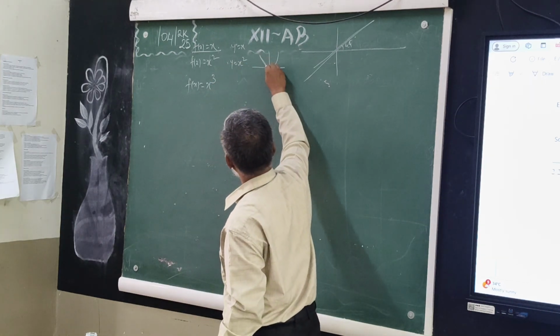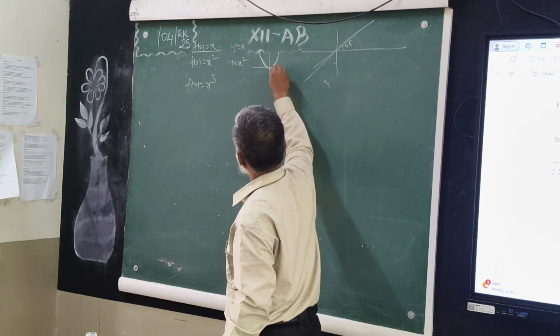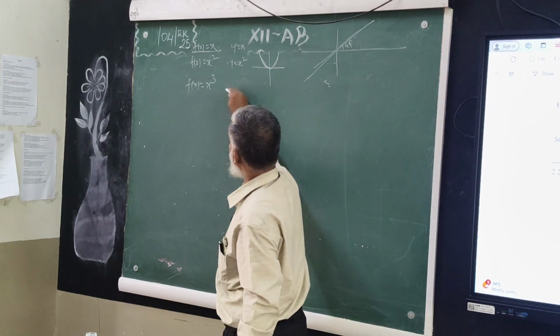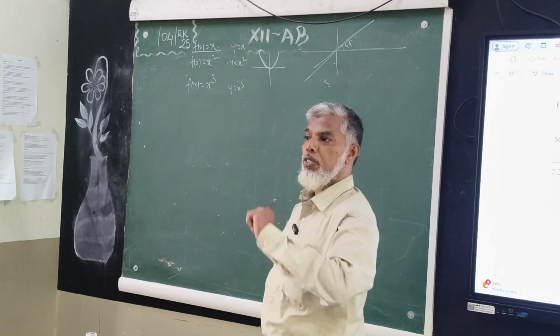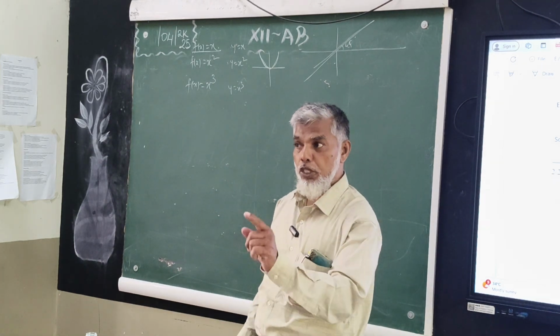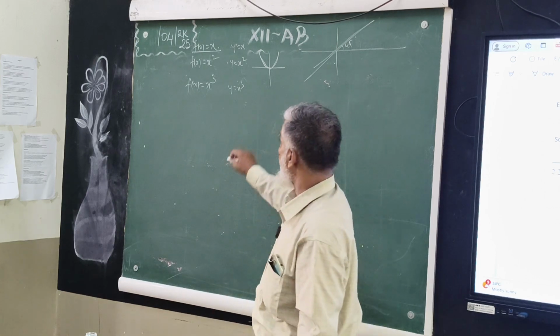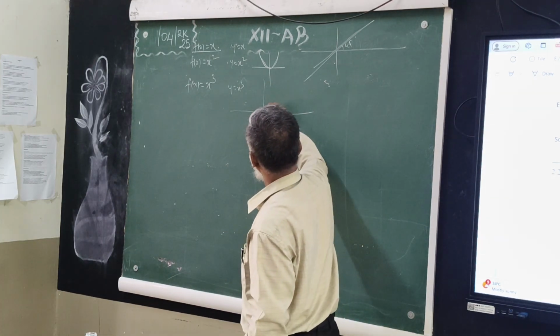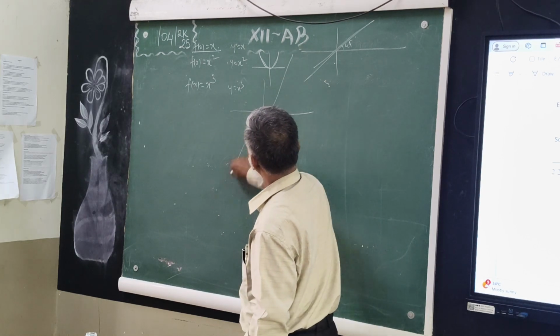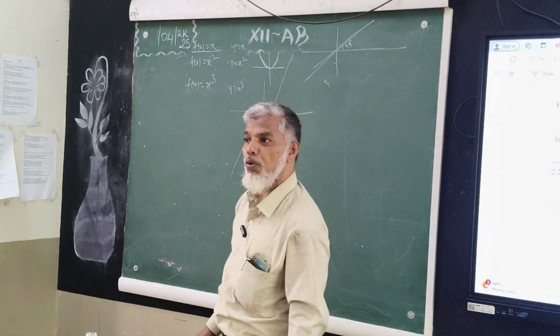Crosses x axis 2 times. Likewise, like 1 and 2. And y equal to x cube. This is a very famous problem in plus 2. This is the graph of y equal to x cube.